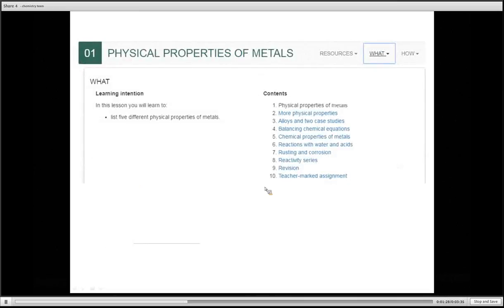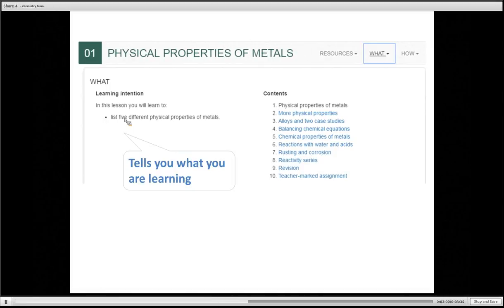When you go to the lessons, you've got three different tabs: resources, what and how. The resources gives you the table of ions, solubility rules, reactivity series, and the periodic table. They're there on every lesson for you to refer to, and will appear in assessment tasks and exams, so you don't have to learn them off by heart. Again, you've got the hyperlinked lessons, and you've got what you are learning. At the end of the lesson, you must make sure you're able to do that.